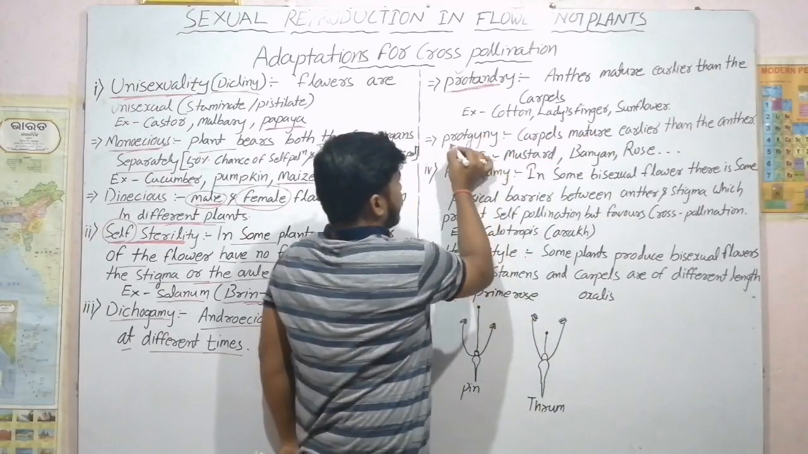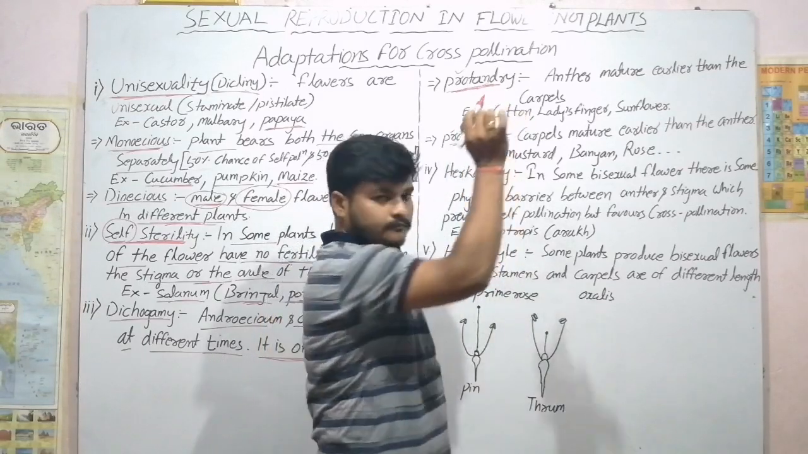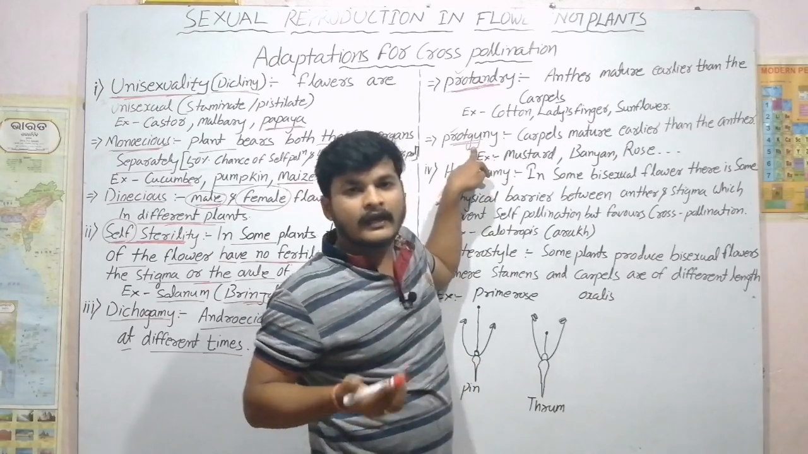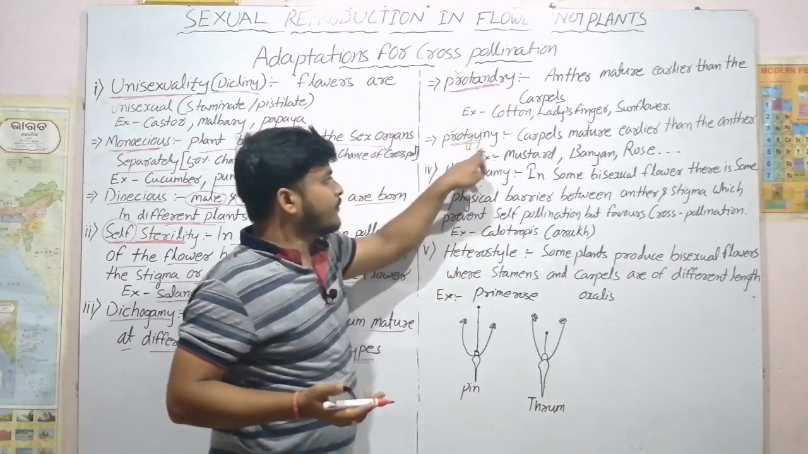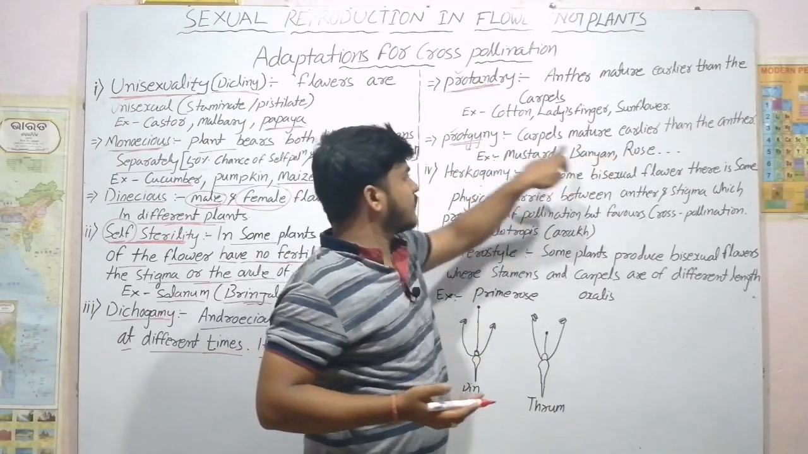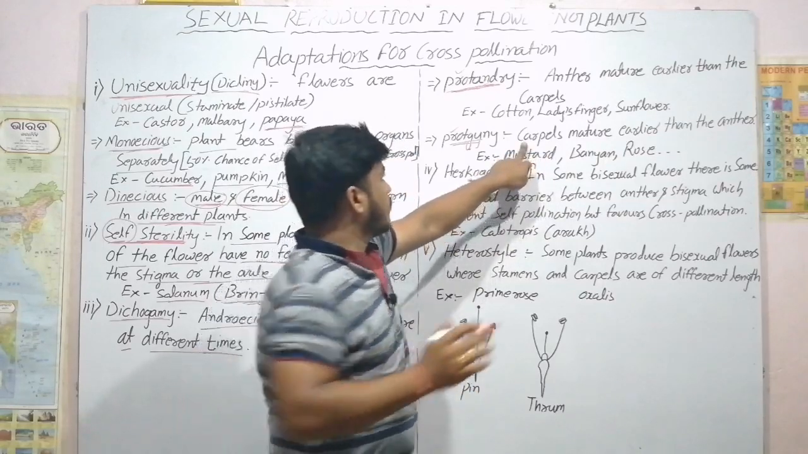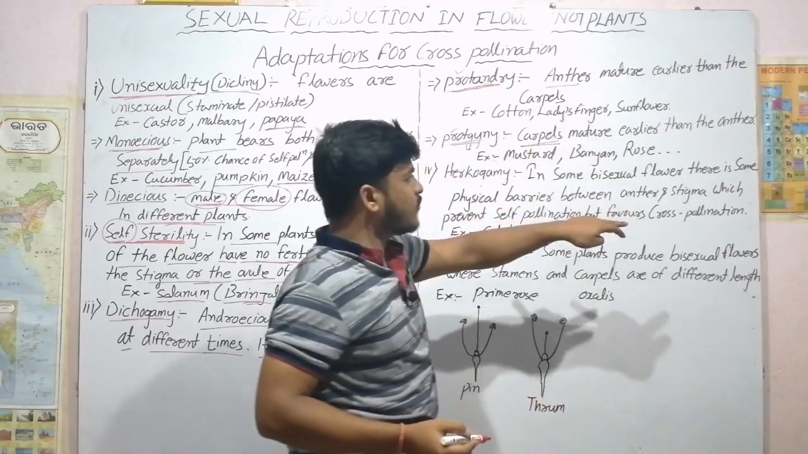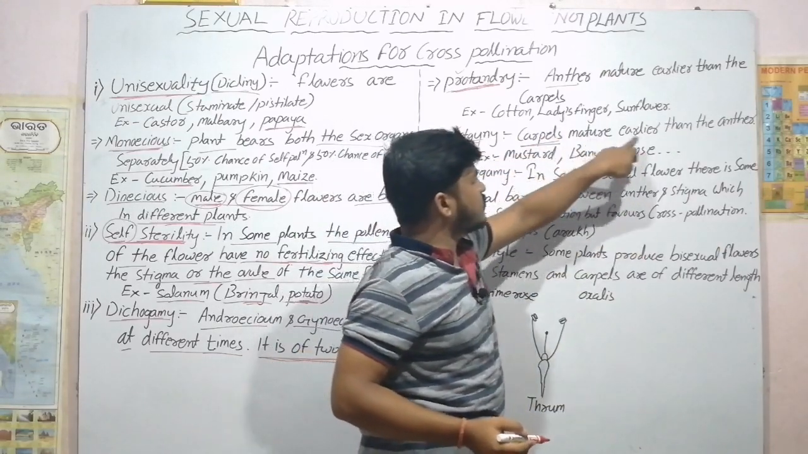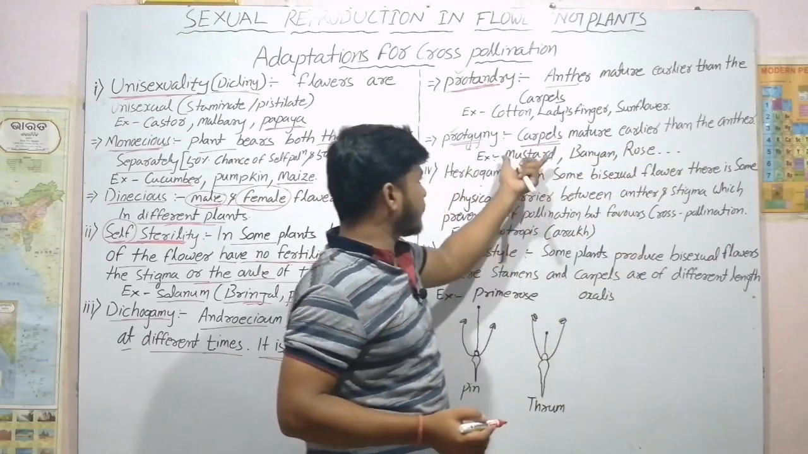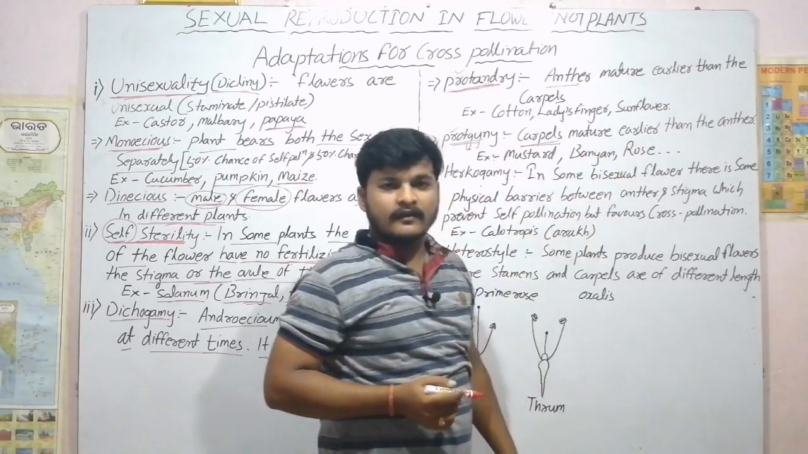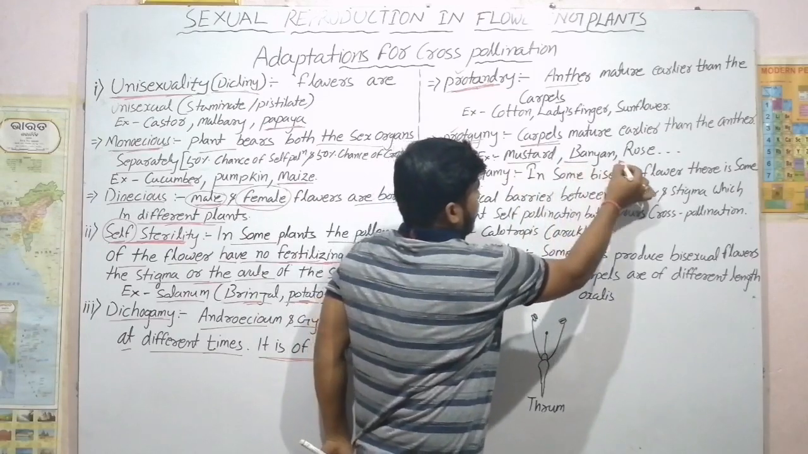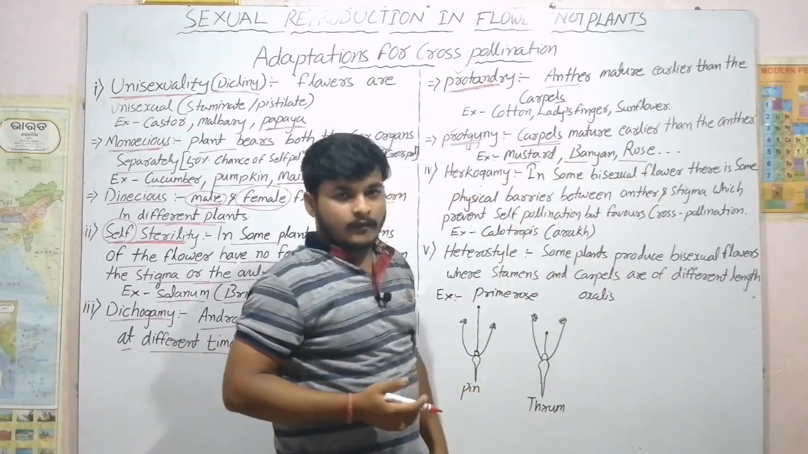Next one is your protogyny. Proto means your first stage, that means your initial stage. Gyny means your gynoecium and gynoecium means your carpel. So carpel matures earlier than the anther. That means carpel matures first. Here the anther matures first, here the carpel matures first. That means the opposite one is later. That means carpel matures earlier and lastly anther is developed. So mustard, banyan and rose are some of your common examples.